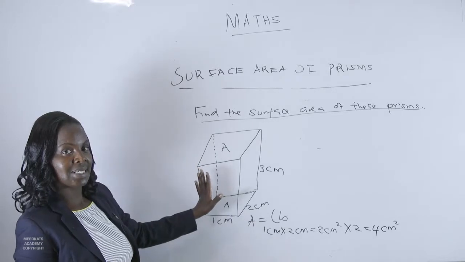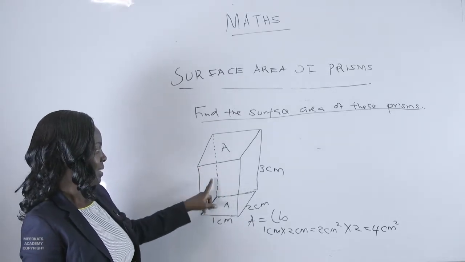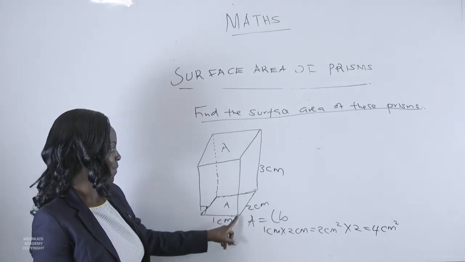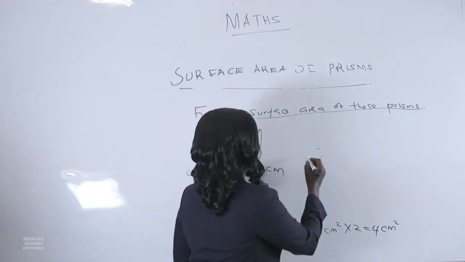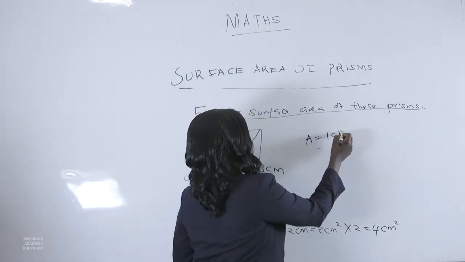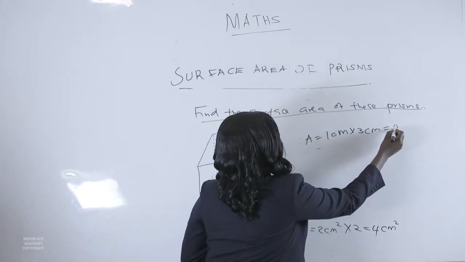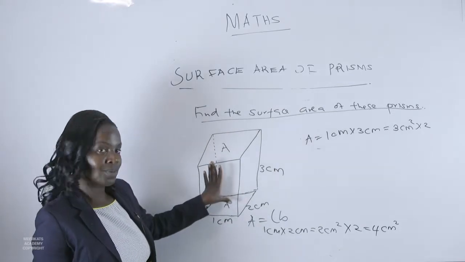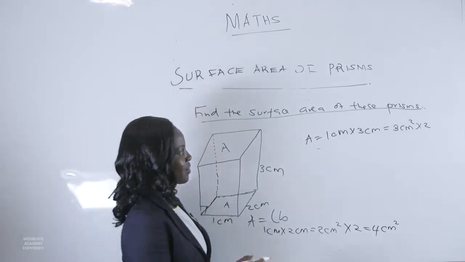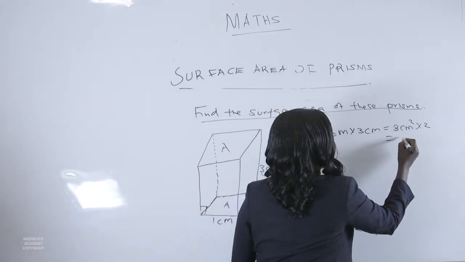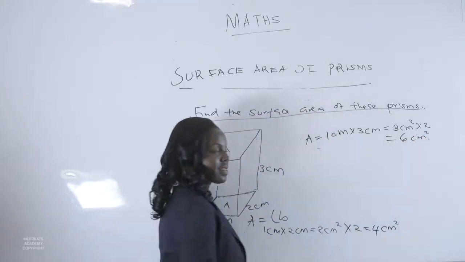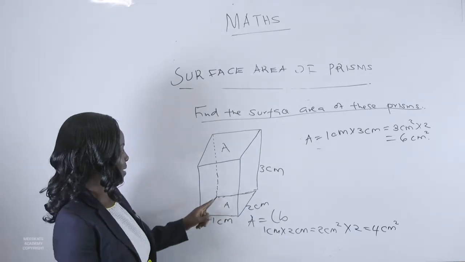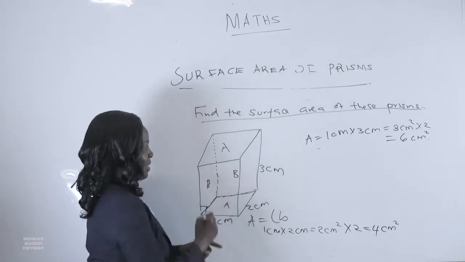Let's look at this end. This end is made up of a rectangular face measuring 1 centimeter still by 3. Again, because there are two, this end and the other end, they are identical, we multiply by 2. And that will give us 6 square centimeters. So we are done with this end and the other end.